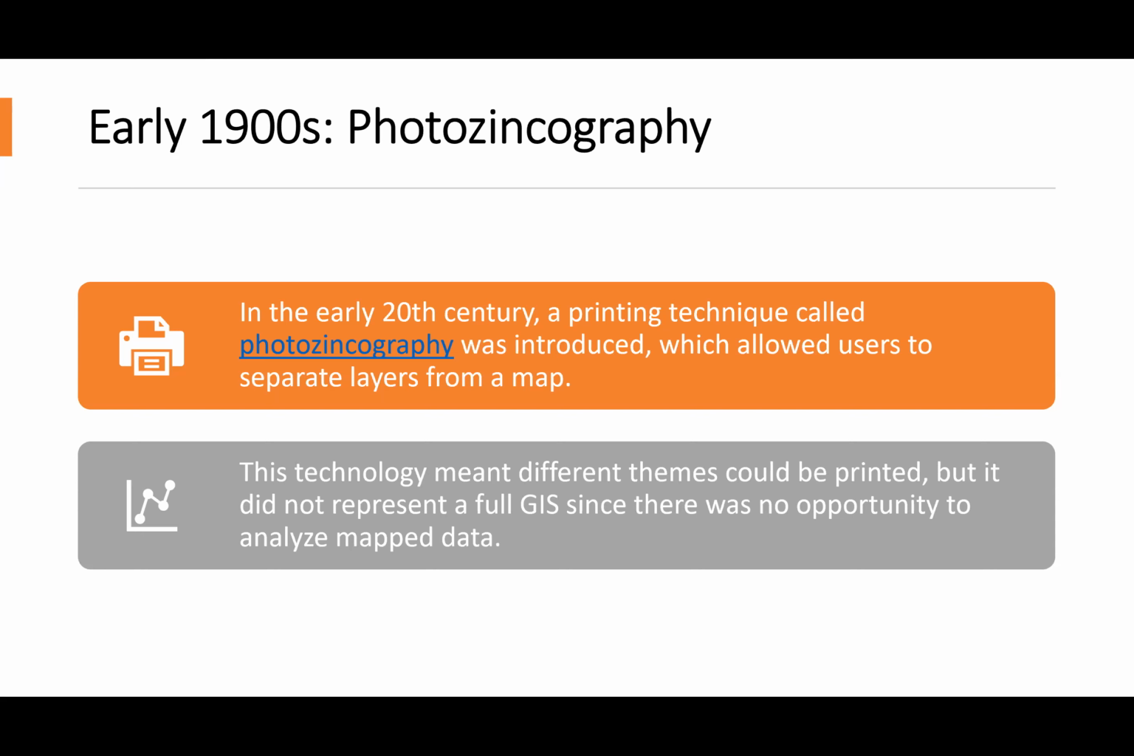There's a clear aspect to it so that you can look at different information on a map layered on top of each other. The technology meant different themes could be printed, but it didn't represent a full GIS since there was no opportunity to analyze the map data. Now, that's not necessarily true because you can visually analyze data. You can see where patterns occur if those things are mapped. However, you couldn't do it in a mathematical way, a very quantitative, statistics-driven method of analysis. Photosyncography didn't allow that mathematical part, but it still allowed you to see those patterns.